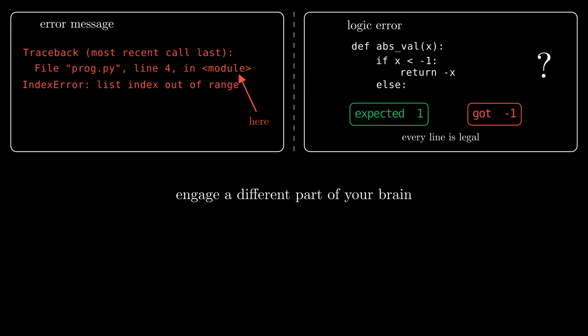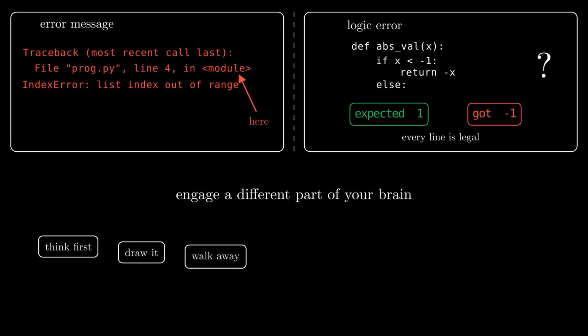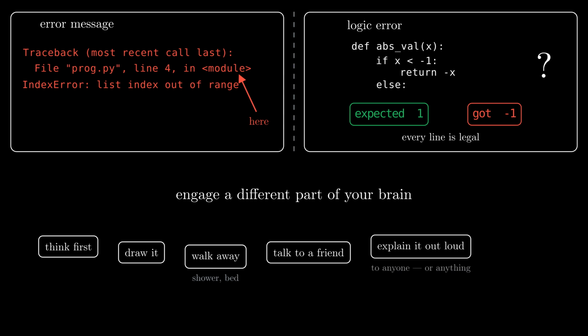This is where you deliberately engage a different part of your brain. Think about the problem before you start writing it. Draw a picture of what the data is doing. Take a break, take a walk, and let it surface in the shower or in bed. Talk it through with a friend. Explaining your own code out loud is often enough on its own, which is why programmers explain code to an inanimate object, a rubber duck on the desk, and get their answer anyway.